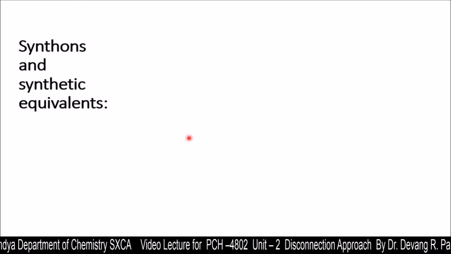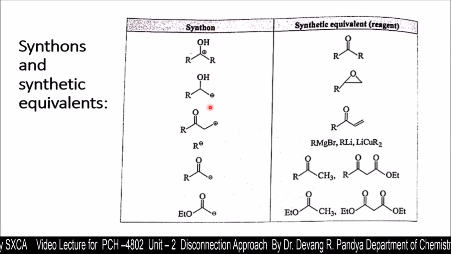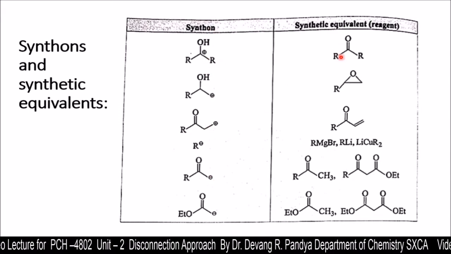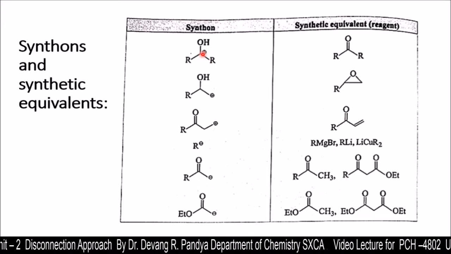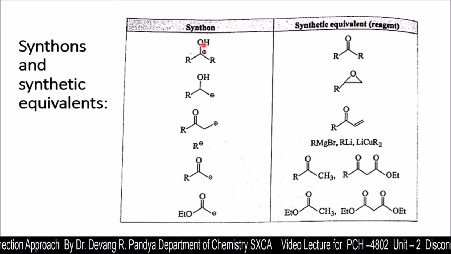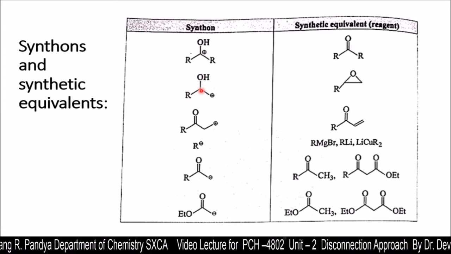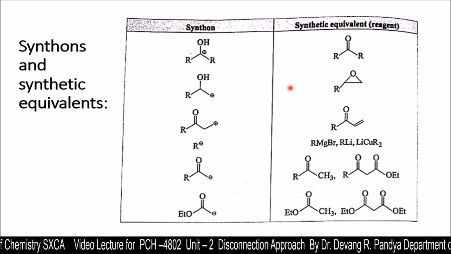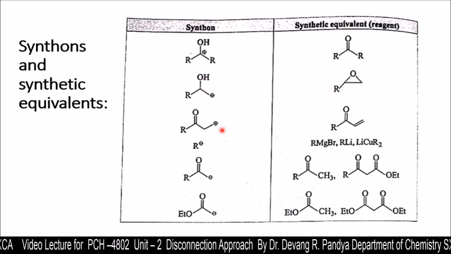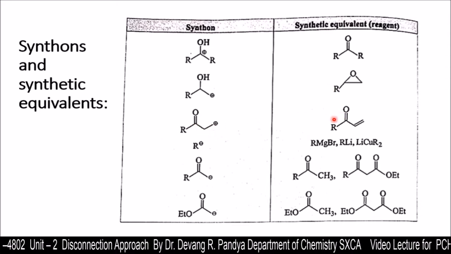Now, synthons and synthetic equivalents, in which we have this table. These are all synthons and these are synthetic equivalents. So for this positive charge, we can remove the proton and get a ketone there. For this kind, after the carbon of a hydroxyl group, if we have a positive charge, we can convert it into an epoxide. Then if we have this one, we'll convert it to an enone.